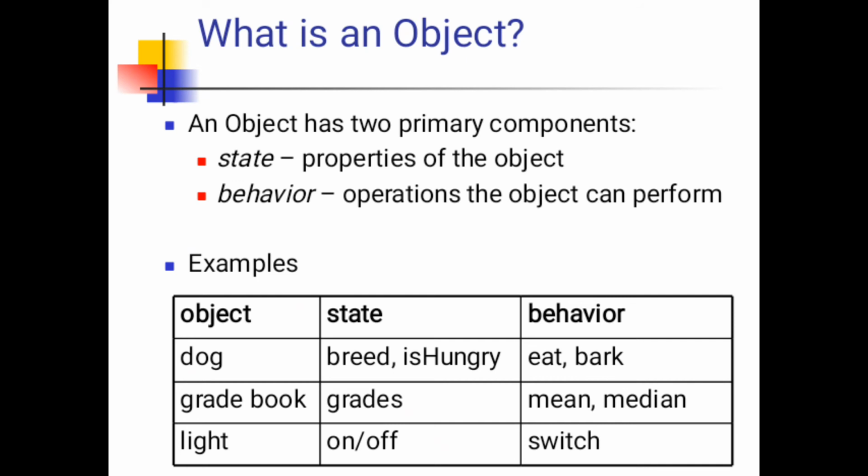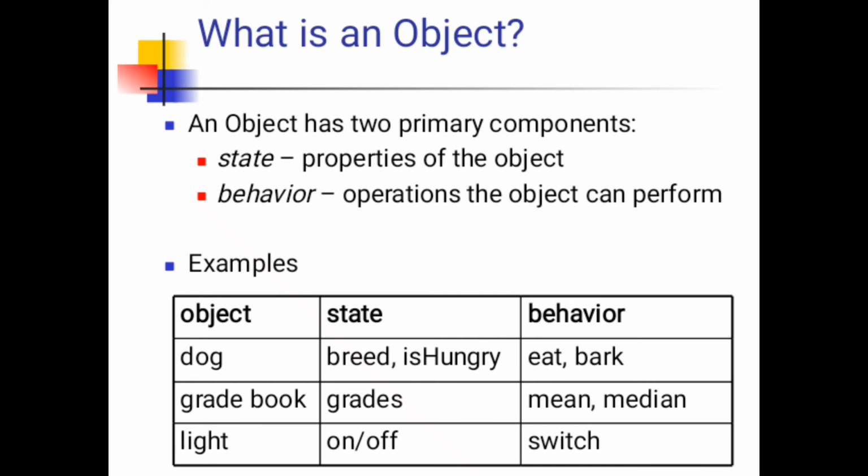What is an object? An object has two primary components: state and behavior. The state talks about the properties of the object. The behavior talks about the operations the object can perform. Let's look at this example, which is dog, GradeBook, and light.